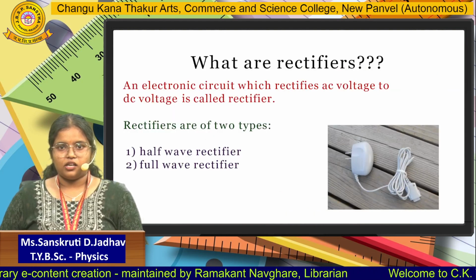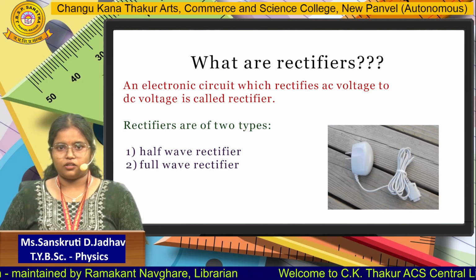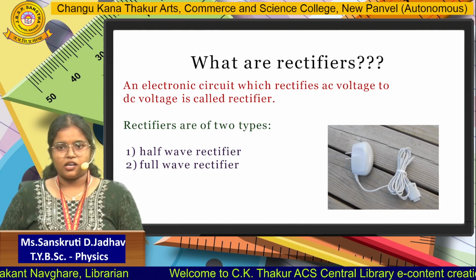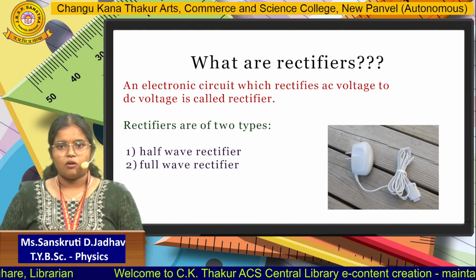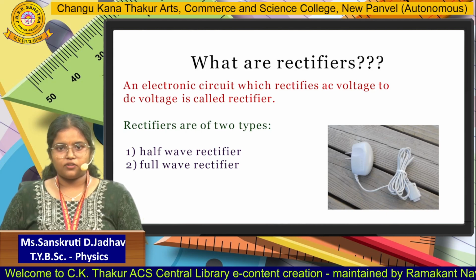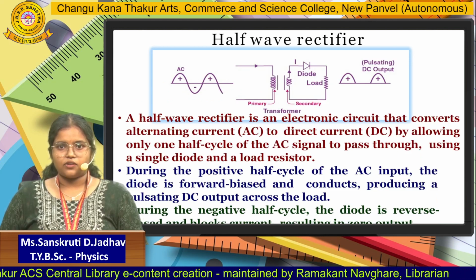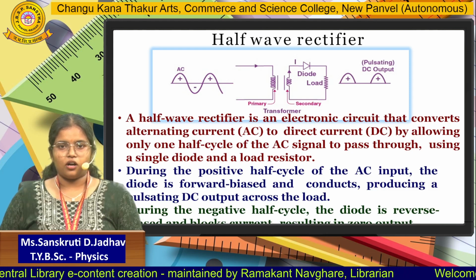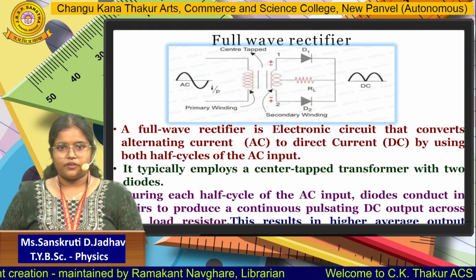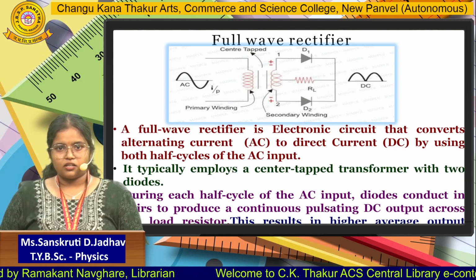What are rectifiers? An electronic circuit which rectifies AC voltage to DC voltage is called a rectifier. Rectifiers are used in chargers of mobile phones and laptops, as the battery of the laptops and mobile phones requires DC supply. Rectifiers are of two types: half wave rectifier and full wave rectifier. First is the half wave rectifier. In half wave rectifier, one diode is used to convert AC signal to DC signal, and in full wave rectifier, two diodes are used to convert AC signal to DC signal.